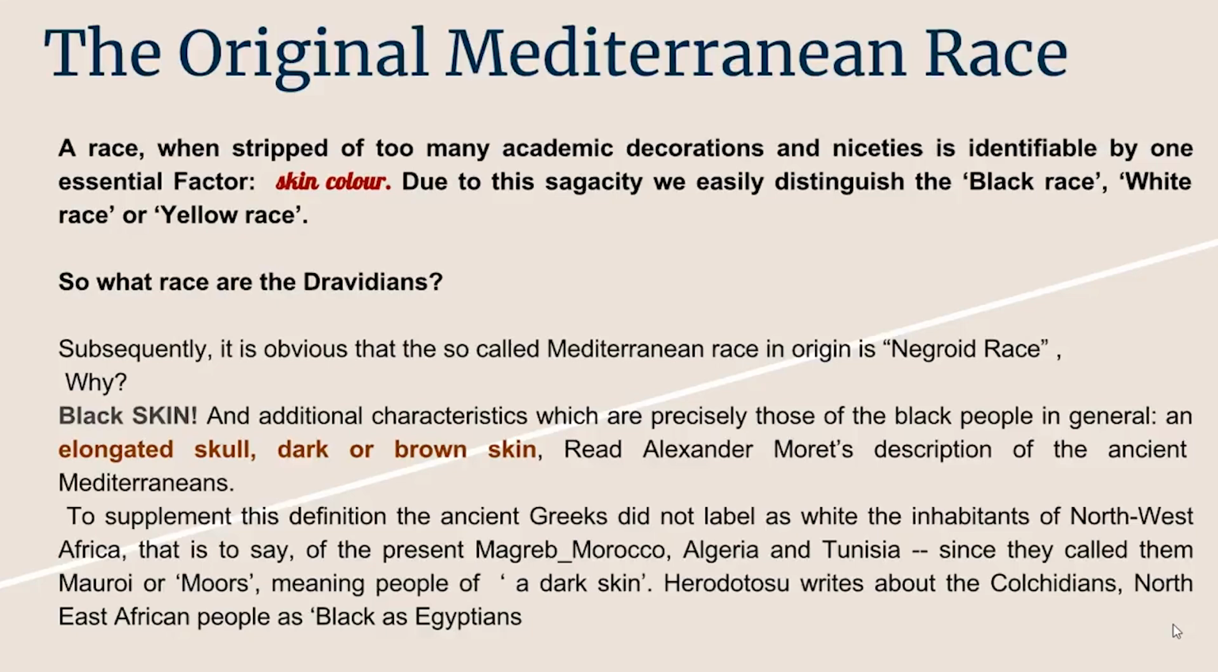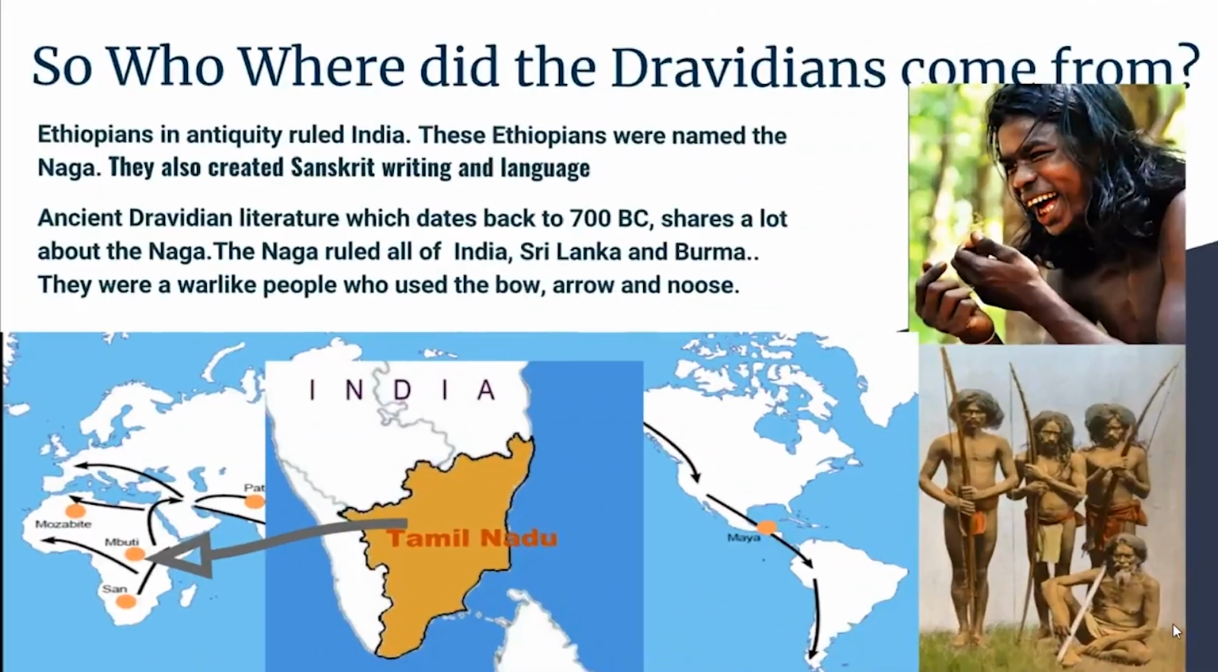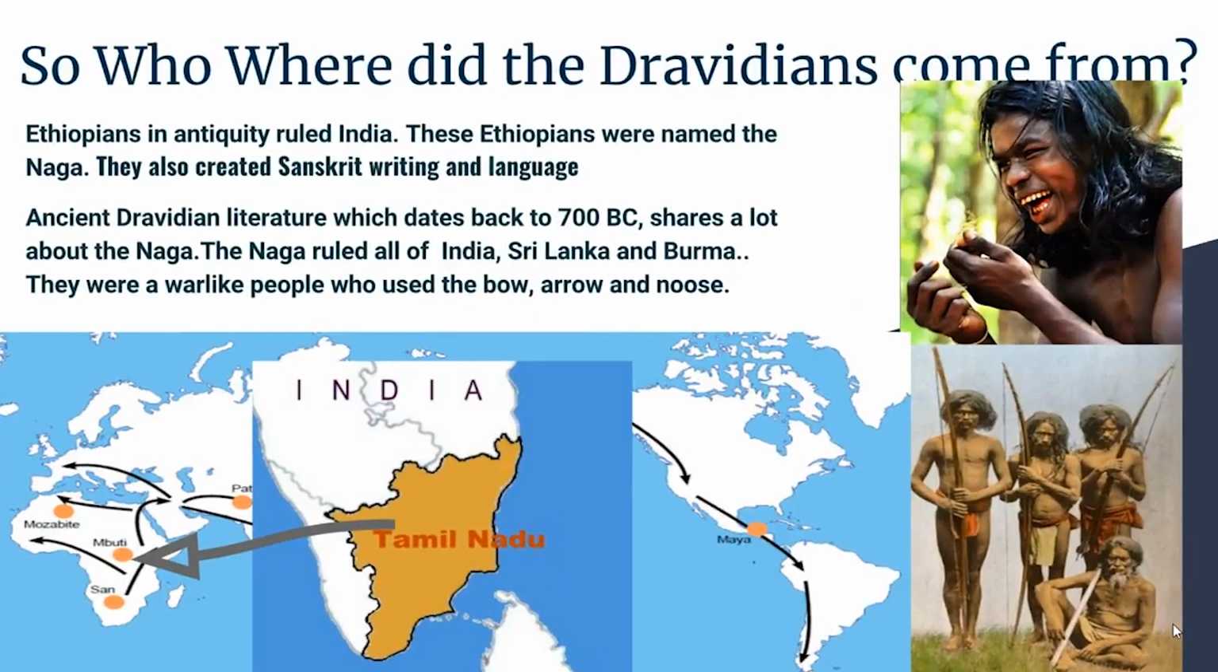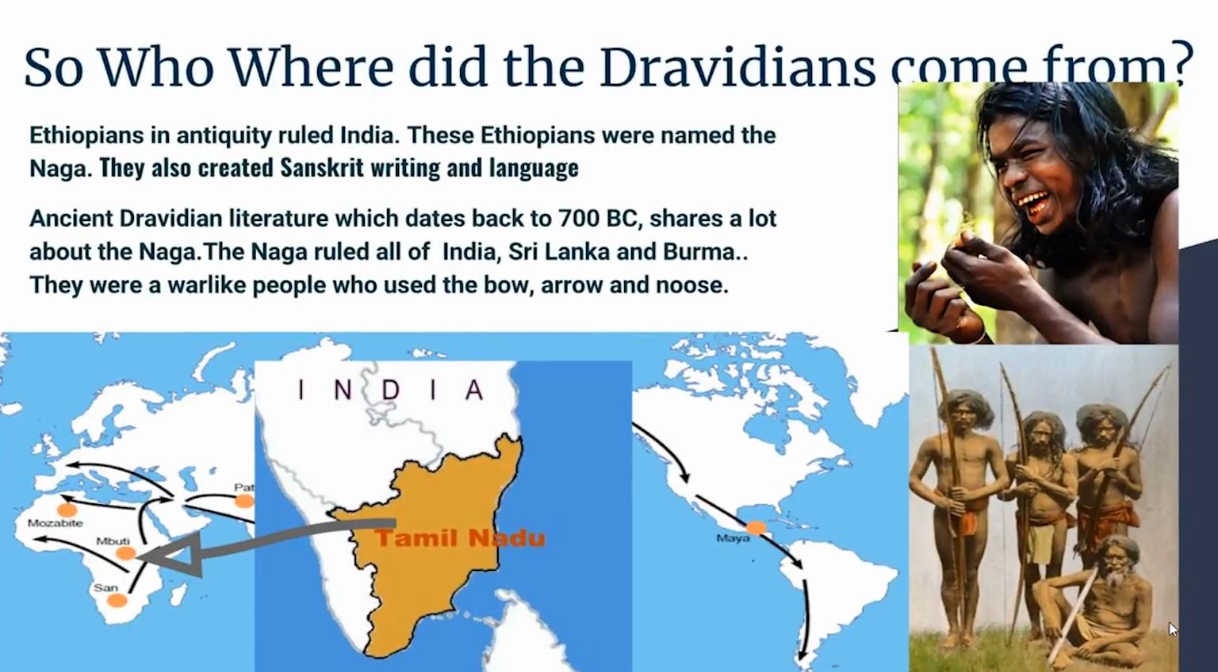So, who or where did the Dravidians come from? Ethiopians in antiquity ruled India. No doubt you heard that tidbit right there. The Ethiopians of antiquity ruled India. That is swept underneath the rug and forgotten about and discarded. They don't want to talk about that. Act like it didn't even happen. So let's proceed. Ethiopians in antiquity ruled India.